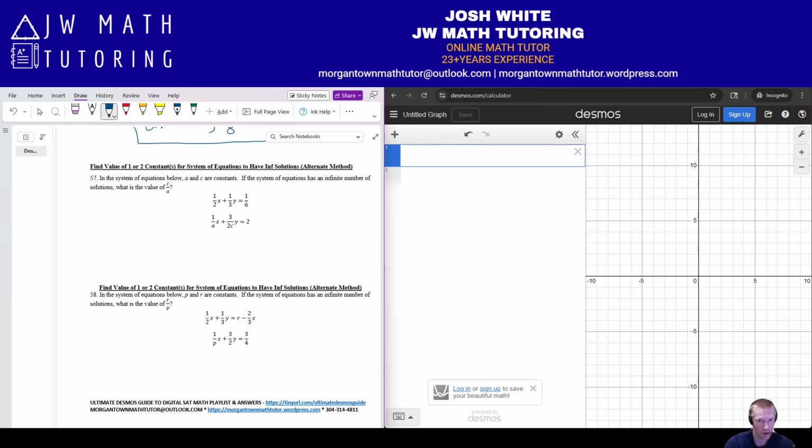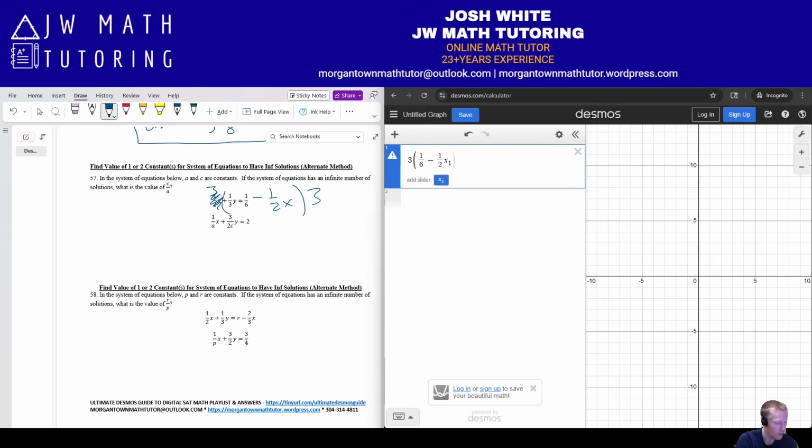You need to solve each of these for y. So that does require a little bit of work. So in this first case, basically you would do minus 1/2 x, and then just multiply everything by 3. Okay, the 3 will cancel out the 1/3, and you can just leave it in like that. So on the left side, I'm just going to type 3 and then parentheses 1/6 minus 1/2 x1.